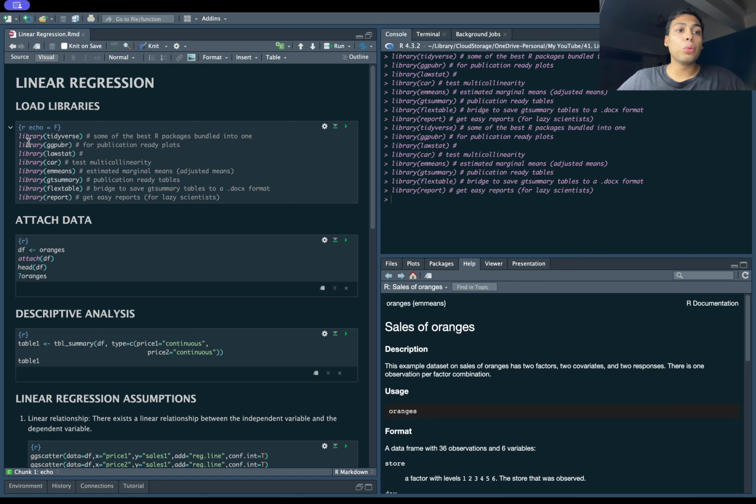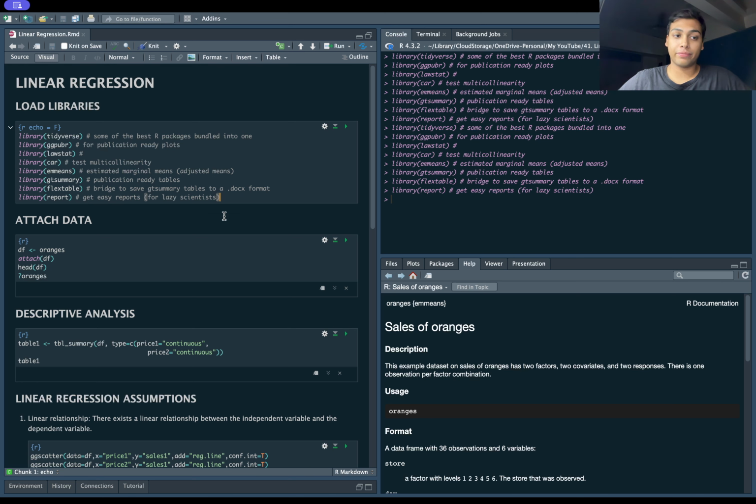I won't be going into what each package does, but I've commented out what each package does in brief. The last package is extremely useful for people like me. I kid, of course, but it is extremely useful and it will save you a ton of time.